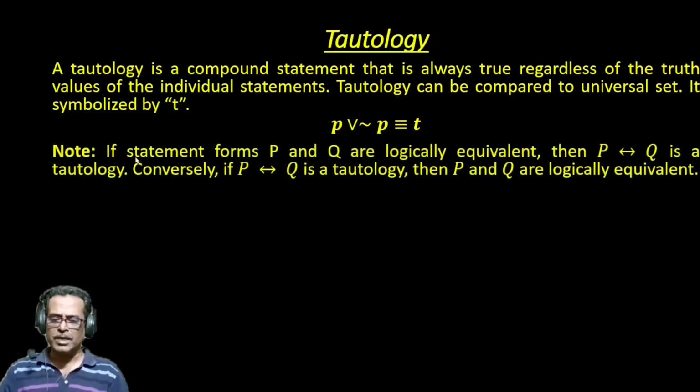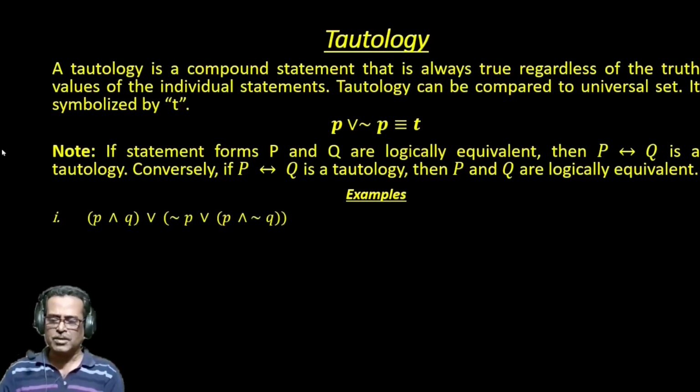Now, if we have statements P and Q, P may be an atomic statement or it may be a compound statement, and Q may be an atomic statement or a compound statement, then P biconditional Q is always a tautology if P and Q are logically equivalent. These are some examples of tautology.